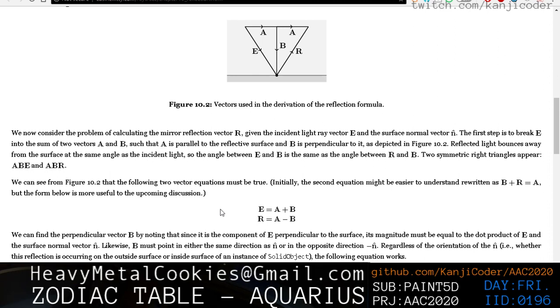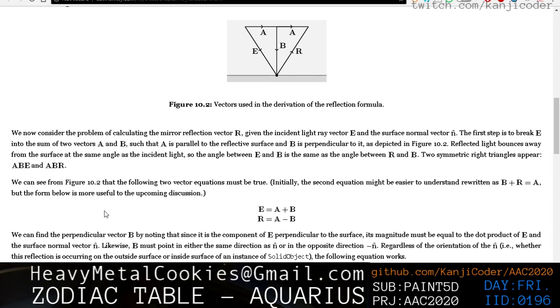As depicted in Figure 10.2, reflected light bounces away from the surface at the same angle as the incident light, so the angle between E and B is the same as the angle between R and B. Two symmetric right triangles appear, ABE and ABR. So we got ABE and ABR. Got ya. I'm not sure why they list the sides in that order, where we go clockwise and then counterclockwise. I think it's because we're listing off the sides in terms of which sides have the identical lengths, since these triangles are symmetrical.